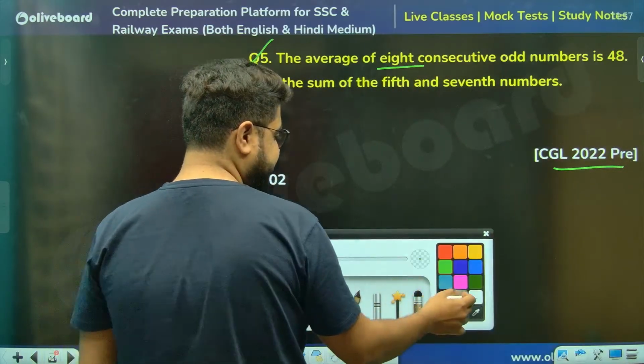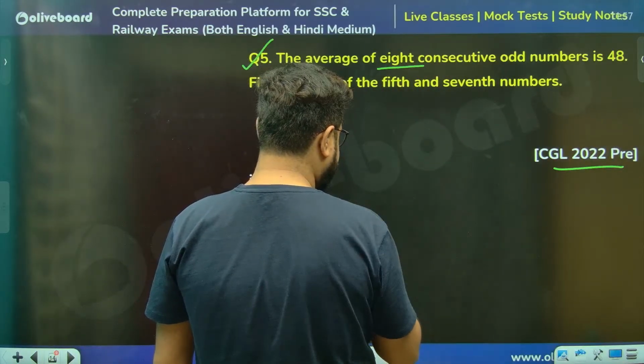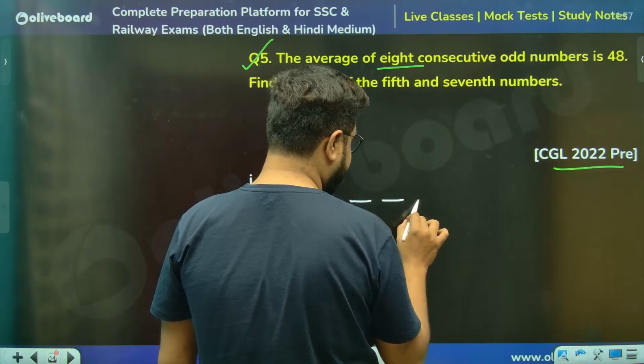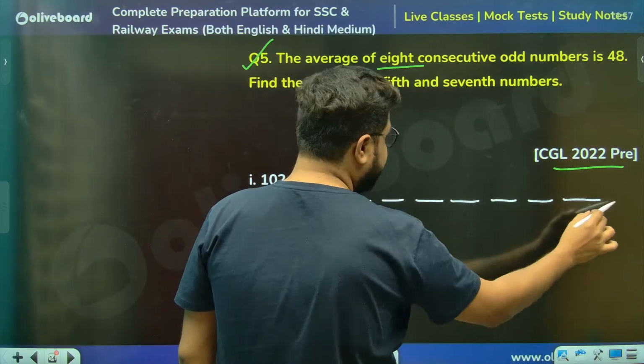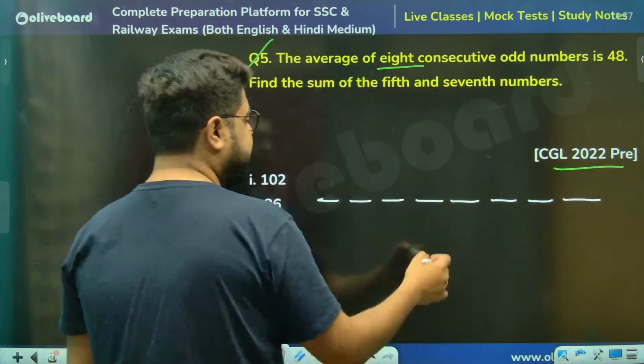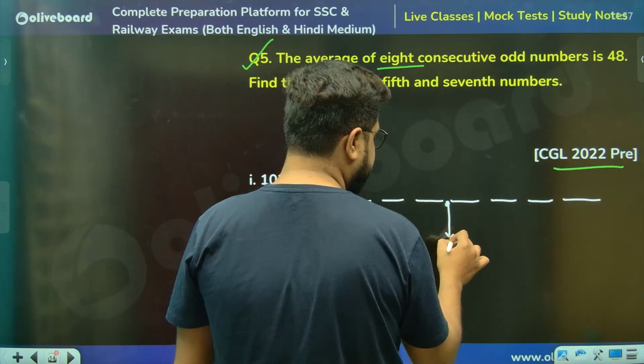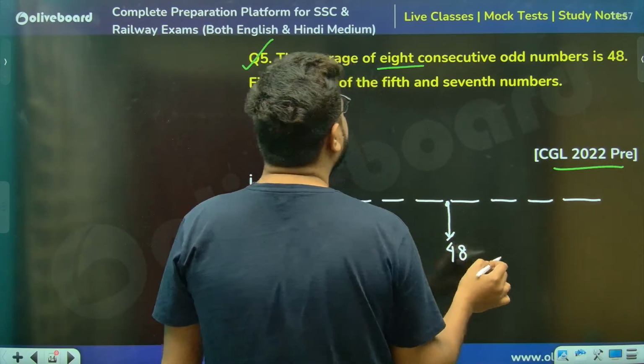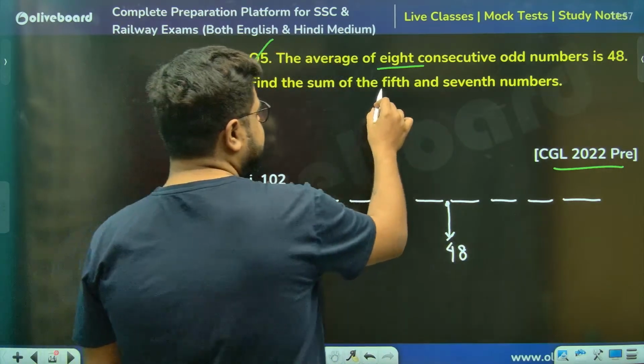What change they have done? What change they have done, sir? 1, 2, 3, 4, 5, 6, 7, 8. Right? Sir, 8 means 4 and 5 in between. This is 48. What are they asking? Fifth and the seventh number.